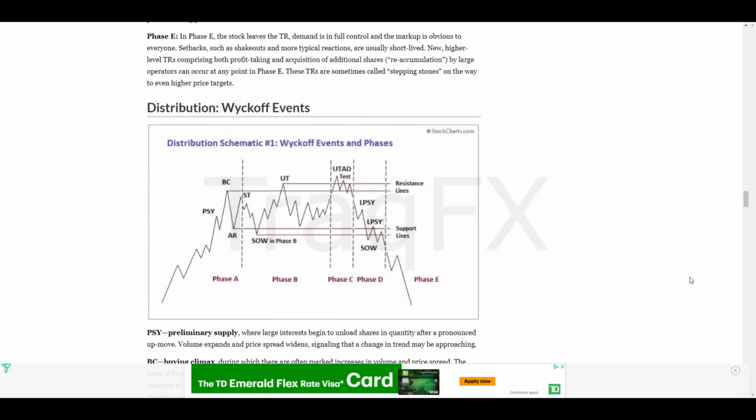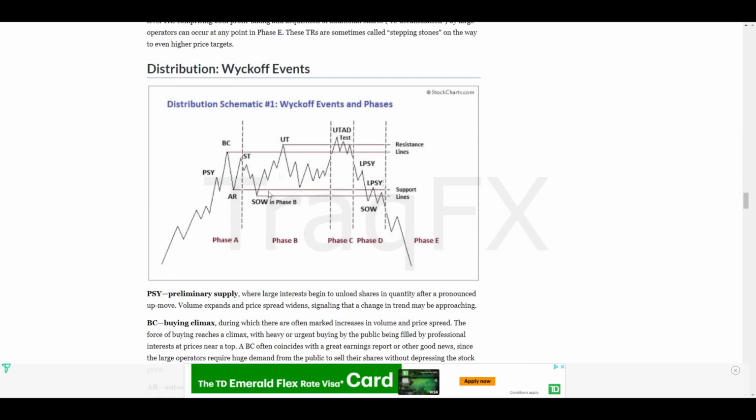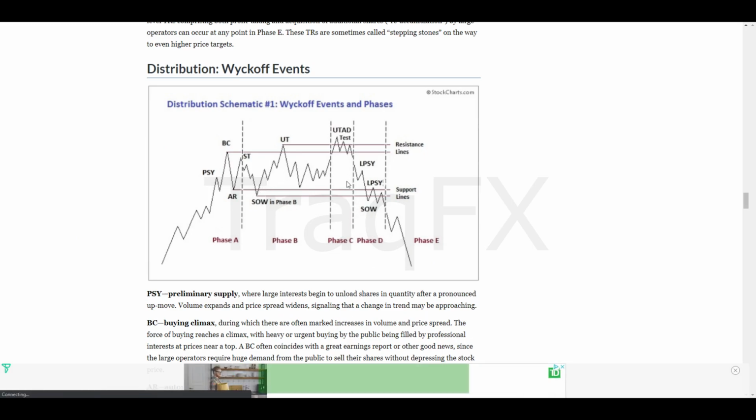So from here what we can expect is that price action is overall bearish now. That sign of weakness is basically telling us that price action does want to achieve smaller targets, and it basically just wants to go lower.